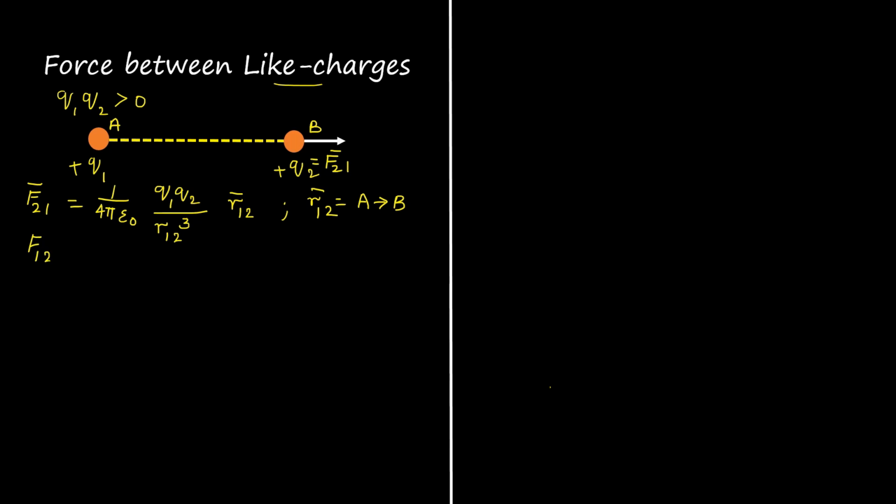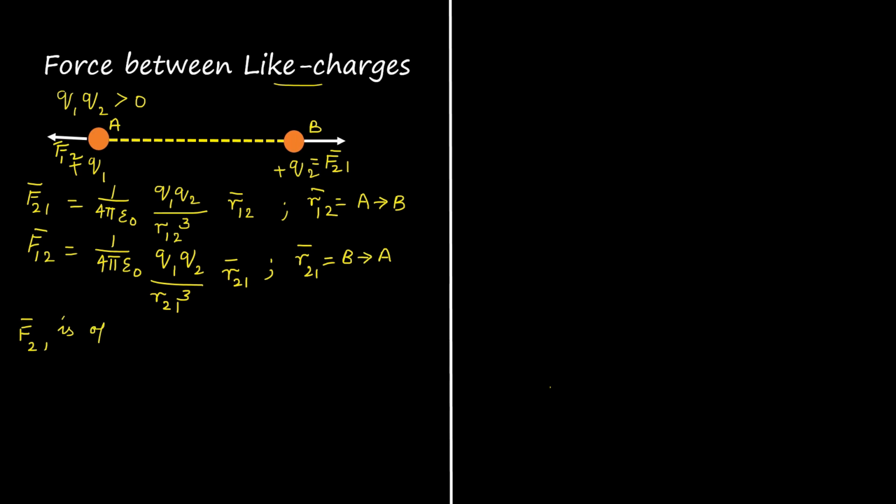Now let us see the force experienced by 1 due to 2, that is F12, which is equal to 1 by 4 pi epsilon naught Q1 Q2 by R21 raised to 3 into vector R21. You know vector R21 is from B to A. So we can represent it in this way. This is the direction of the force experienced by Q1. You can note from the diagram that F21 is opposite to F12.